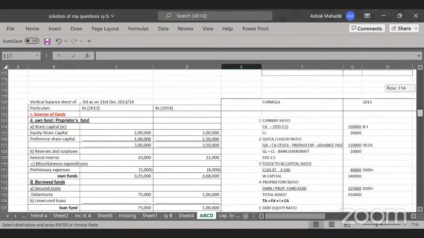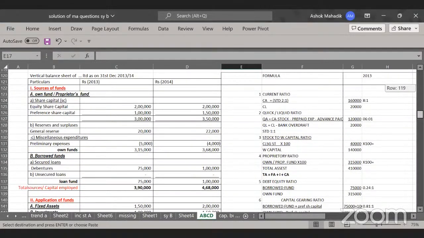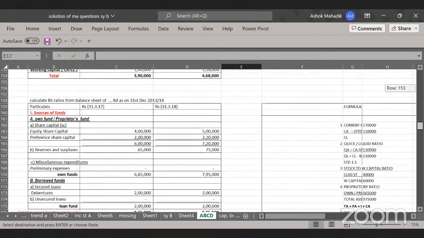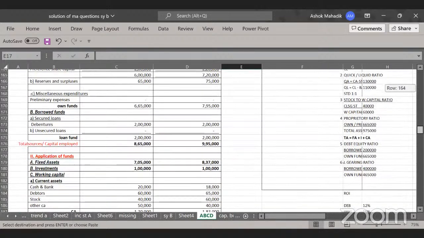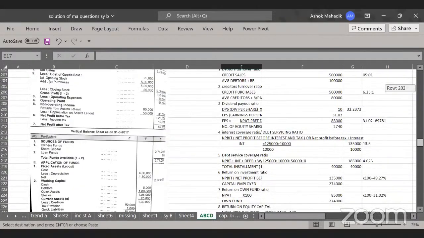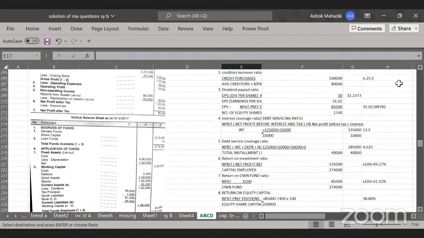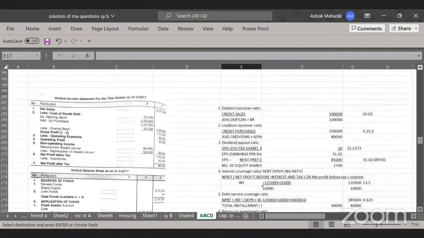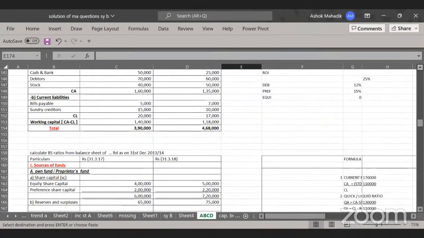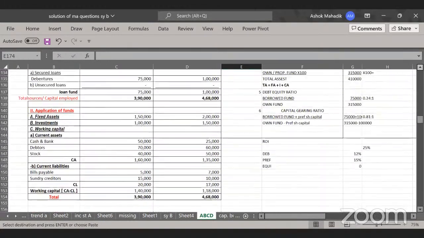Just a minute, students. Okay, students, I found the exact sheet which I was looking for. Just give me a minute.